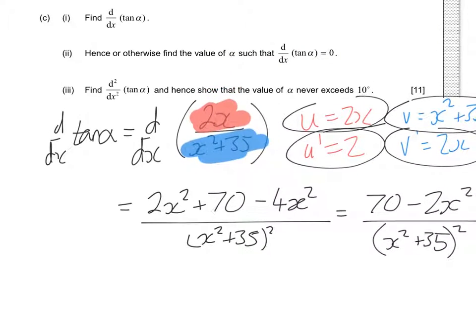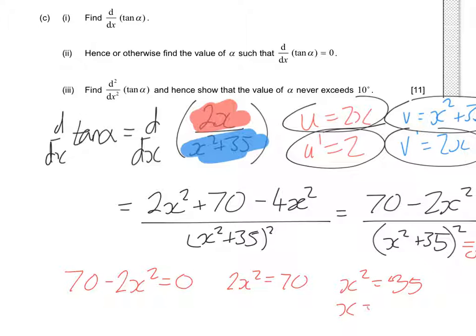C, part 2. Hence, find the value when that is equal to 0. Well, when is that equal to 0? Find the value of alpha when that's equal to 0. If that's going to be equal to 0, that must mean the numerator is equal to 0. Which is going to give us 2x squared is equal to 70, which gives us x squared is equal to 35, which gives us x is equal to root 35. That's the x value.